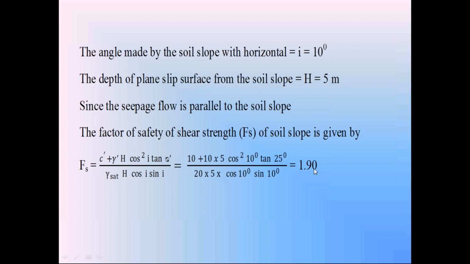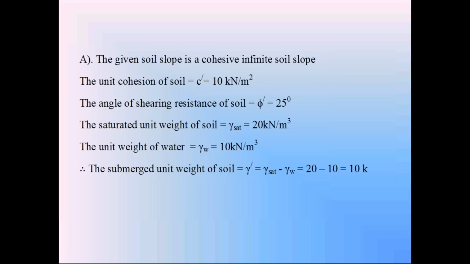So for this numerical problem, the factor of safety is 1.90. Check this factor of safety: it is greater than 1. Since the factor of safety is greater than 1, this infinite cohesive soil slope is a stable soil slope. So this is the solution for this numerical problem.